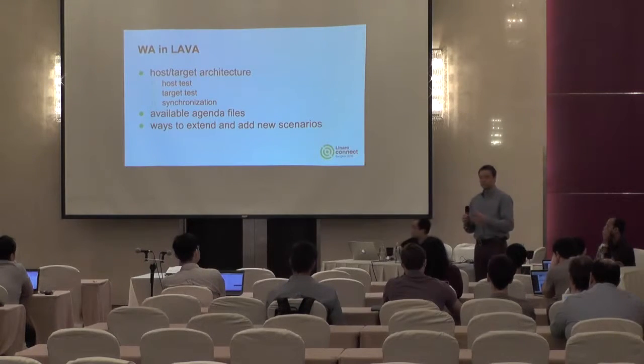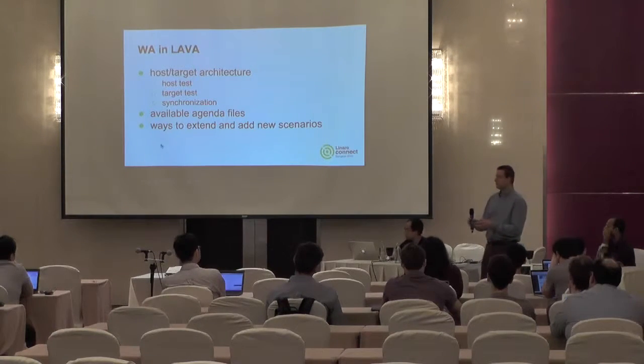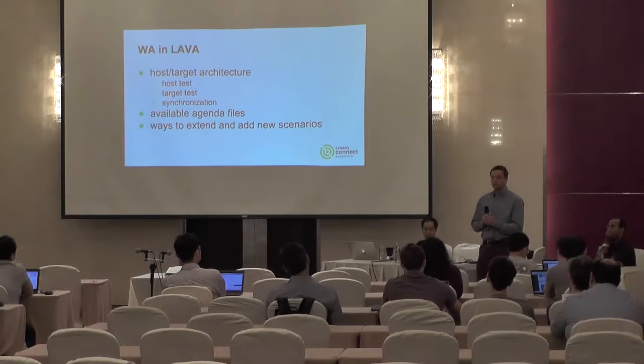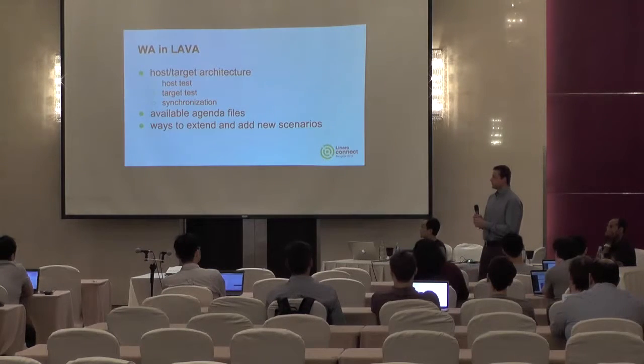So we have the host running somewhere, and we have the target running on the board, and those need to be controlled. Both ends need to be controlled from LAVA, and this creates something called a multinode job. One node is a host, one node is a target. Both of those nodes need to talk to each other and run the agenda files, basically.